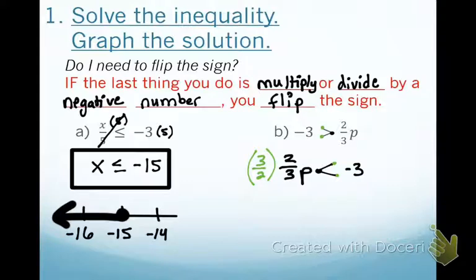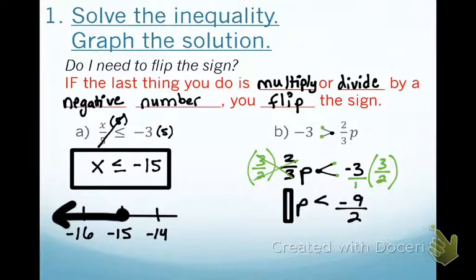So if I multiply by 3/2 on the left side, I have to do the same thing on the right. Technically, this could be 3/1. So what happens on the left side, class? It cancels out, okay? I'm just left with P is less than. Now let's go ahead and do our numerators together. What is -3 times +3? -9. And then what is 1 times 2? 2. So my correct answer is -9/2.